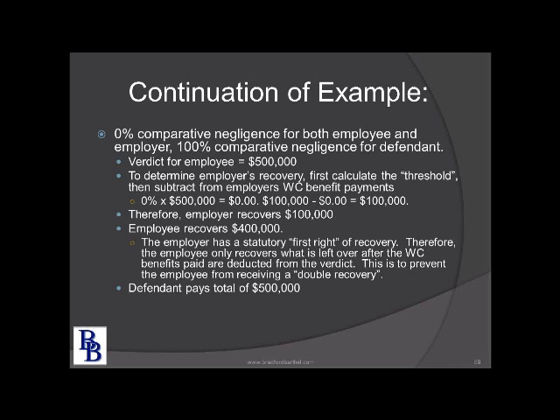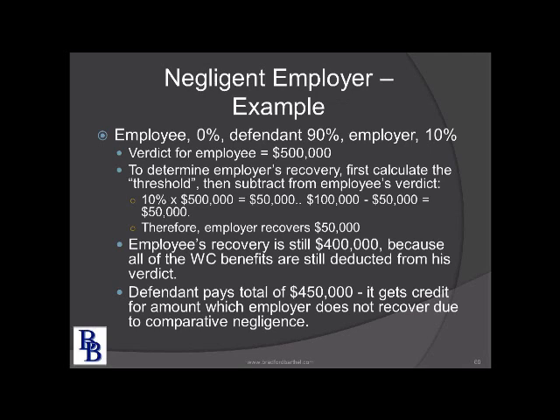Let's say we've got a situation where neither the employee nor the employer is comparatively negligent. The defendant did it all. Then it's really easy. The verdict for the employee is, as before, $500,000. The comparative negligence is 0. The employer recovers $100,000. That comes out of the employee's recovery. He gets $400,000. The defendant pays a total of $500,000.